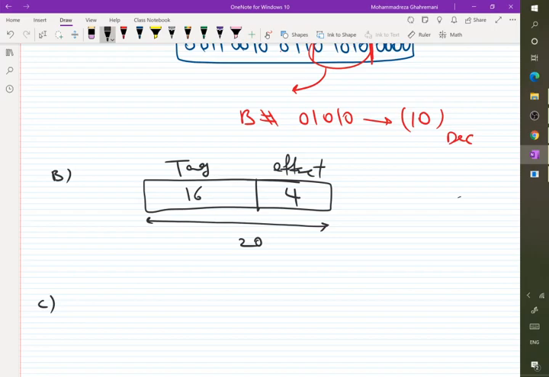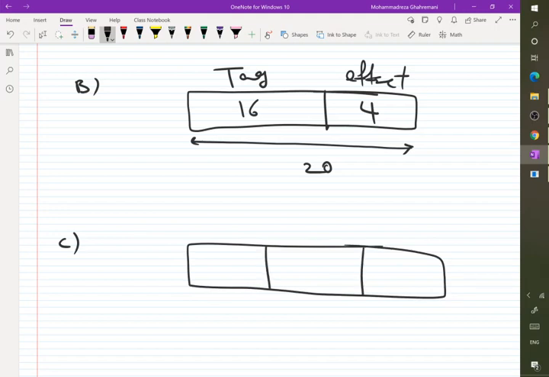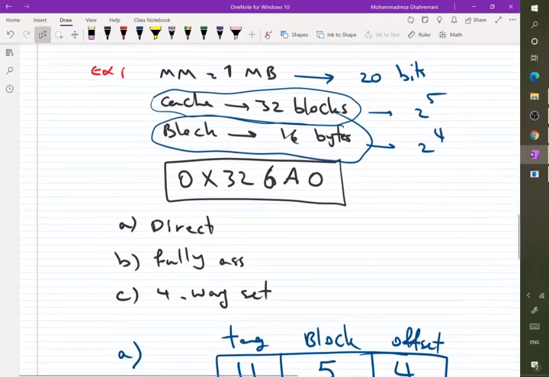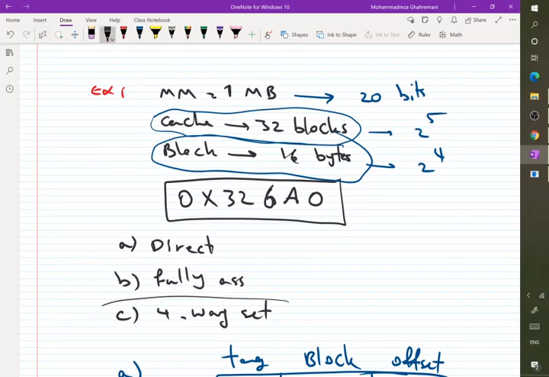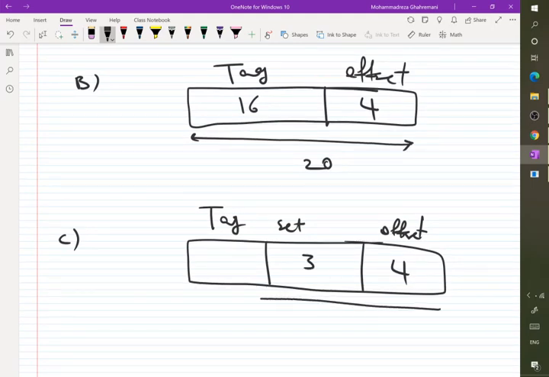So in all of the blocks, we can map if it is fully associative. The next one is set associative. For set associative, we have the address field divided into 3 sections: tag, set, offset. Of course, each block is 16 bytes, so 4 bits here. For the set, let's go back to the problem. It says it's four-way set associative. How many blocks do we have? We have 32 blocks. So how many sets? 32 over 4 is 8. So we have 8 sets, and for 8 sets we need 3 bits, and the total is 20.